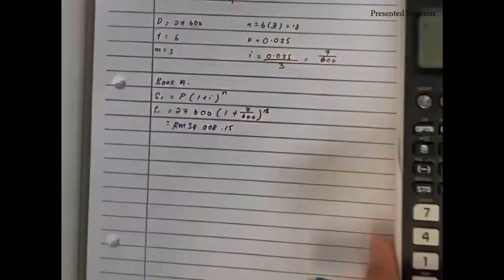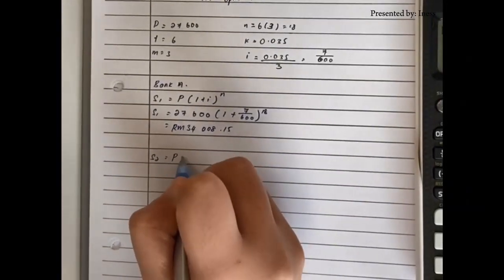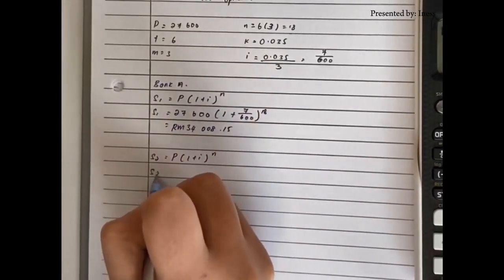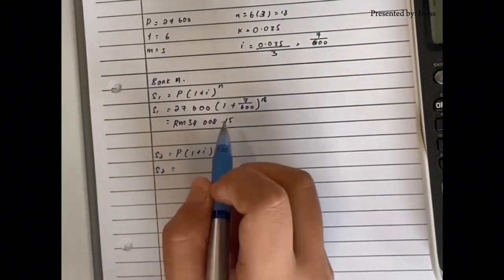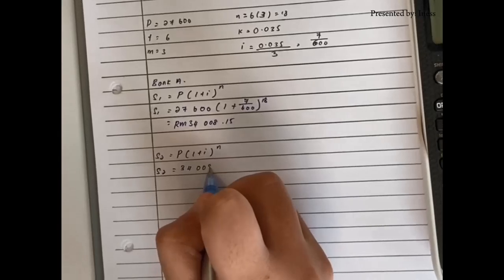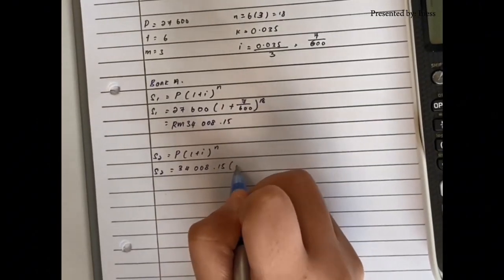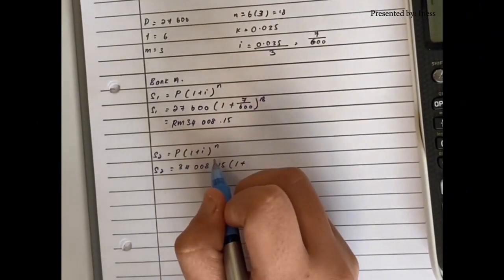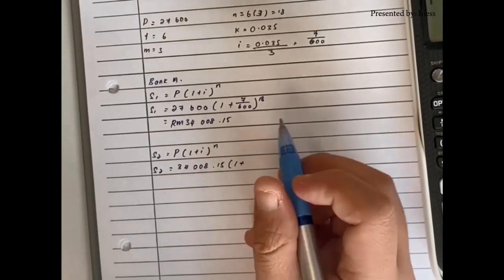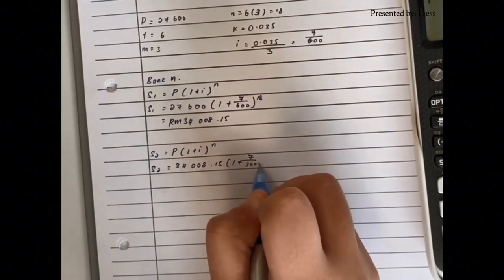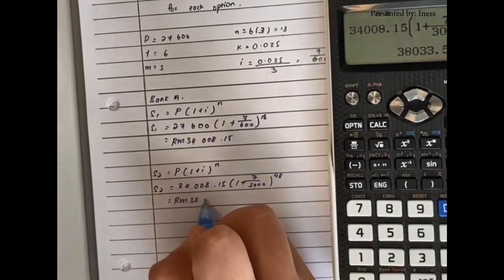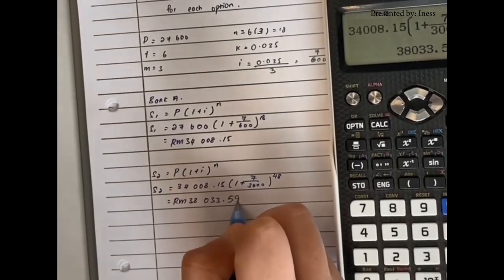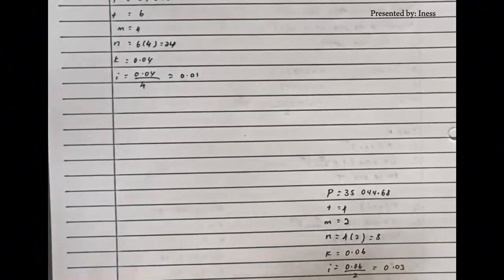So how we can get 34008.15. And for the second, use the same formula. So our P will be changed to this, which is 34,000 ringgit 15 cent, 1 plus, and the I is 7 over 600, and N is 30 48. So the answer is RM38,033 ringgit 59 cents.